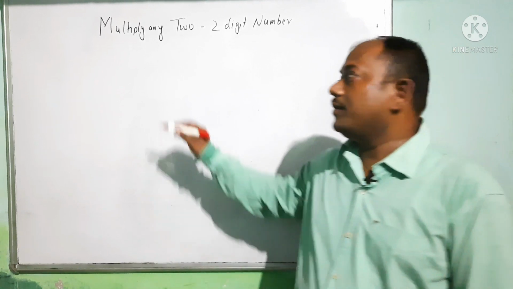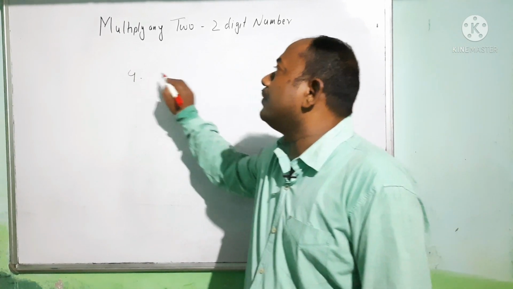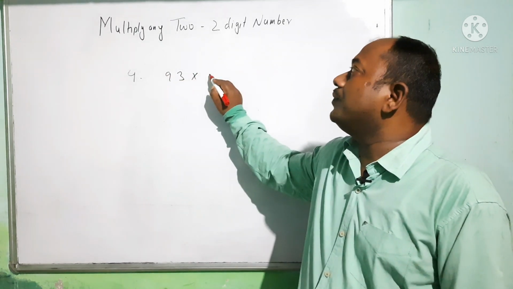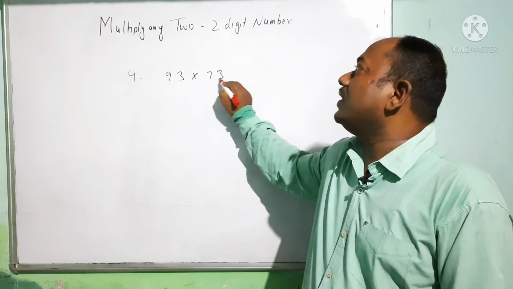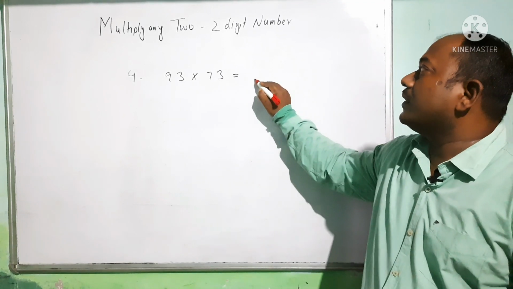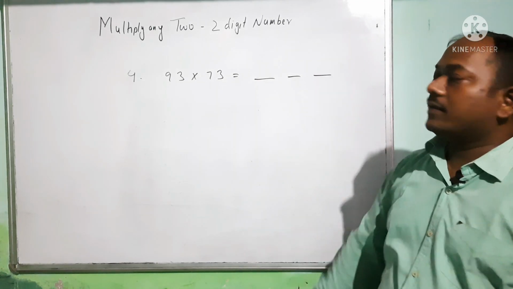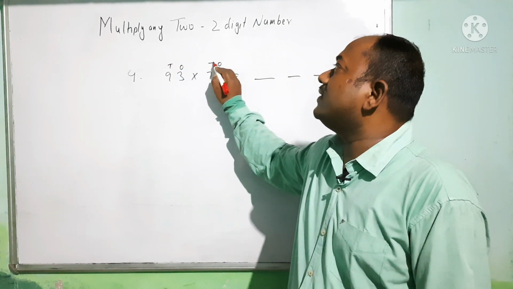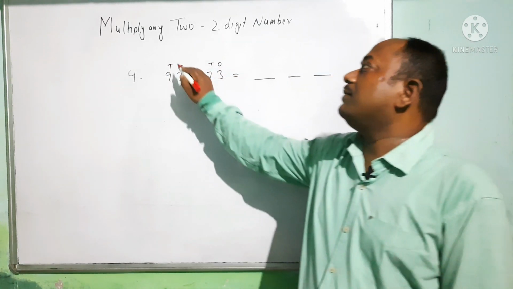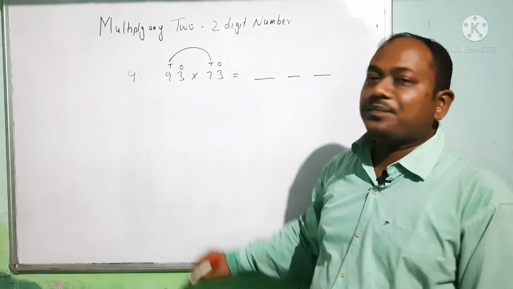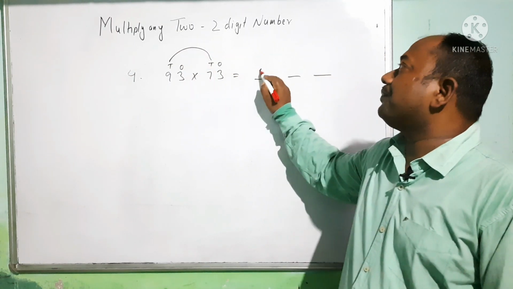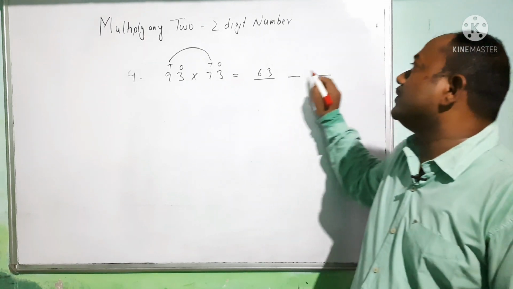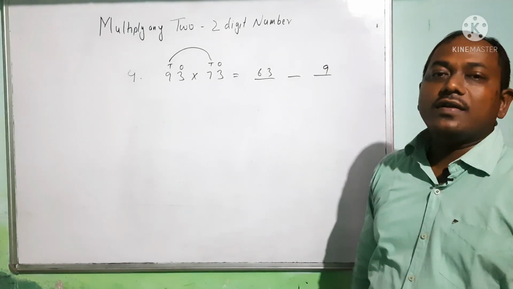Example number 4, 93 into 73. Give 3 dashes. Write ones, tens, ones, tens. Multiply tens with tens. 9 7s are 63. Multiply ones with ones. 3 3s are 9.